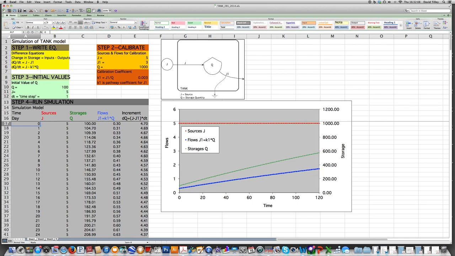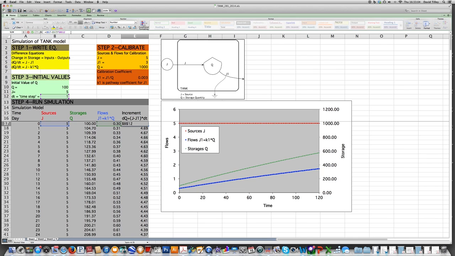So at time 0, the value of J is 5. We're assuming that the inflow is a constant value of 5, and it's not going to change. Q, our initial value of Q, refers back to cell B10, because that's the value we wanted to start with. J1 is K1Q. If we click on the formula bar, we note that it's K1, which is in the E8 cell, times the value of Q at time 0, which was in the C17 cell. Also note that we're using dollar signs in front of the E and the 8, so that the value of 0.003 in that cell is used when we copy it down.